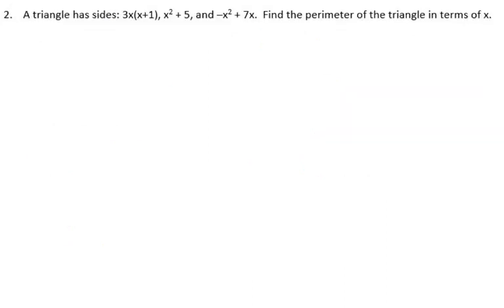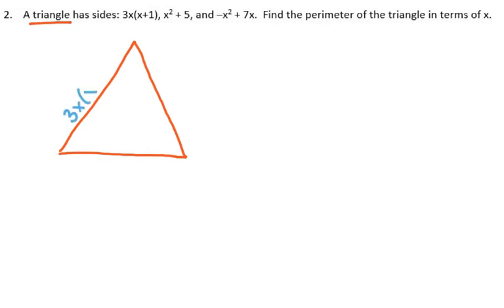In our next problem, we have a triangle, and our triangle has 3 given sides. So I'm going to start by drawing my triangle out. Nothing's drawn to scale. And we can see that my side lengths are going to be 3x times x plus 1, x squared plus 5, and a negative x squared plus 7x. This problem is asking us to find the perimeter of the triangle in terms of x.